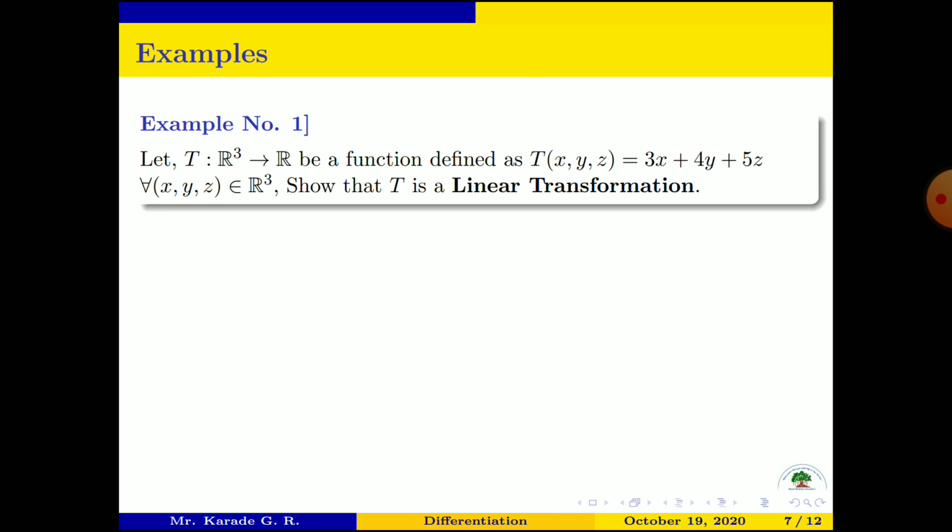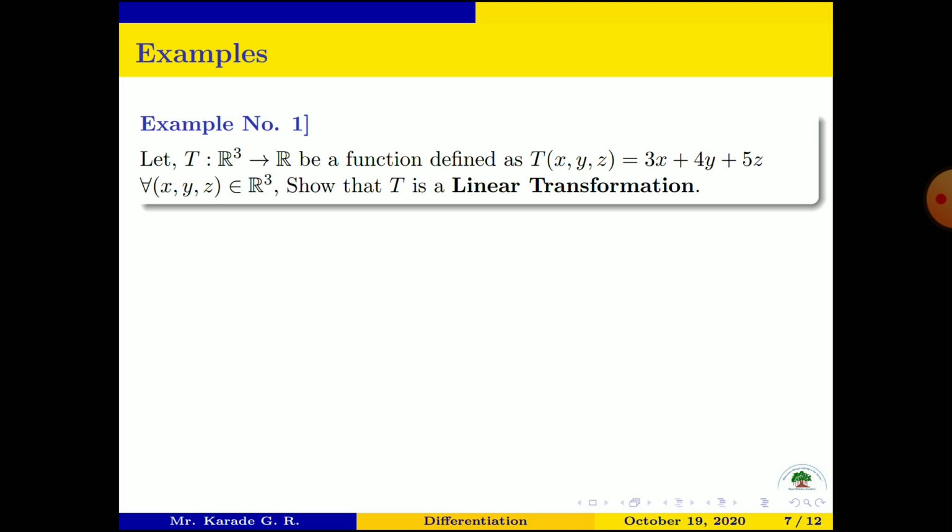Okay, let us see some examples based on the linear transformation T. Let us see the example. Let T from R3 to R be a function defined as T of x comma y comma z is equal to 3x plus 4y plus 5z for all x, y, z belonging to R3. Show that T is a linear transformation.